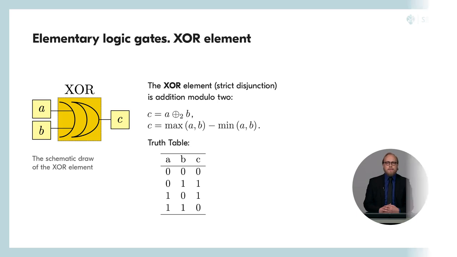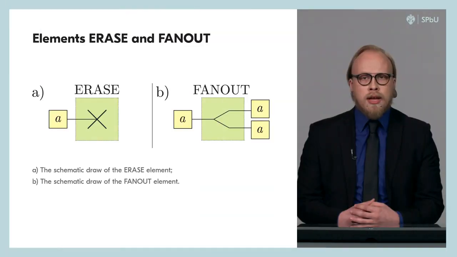In conclusion, let us consider the action of 2 more logical elements characteristic of classical calculations. These are the elements erase and fanout. The erase element deletes the A bit on which it acts from the computer's memory. It is schematically depicted as a cross. The fanout element is represented as a branching wire and creates a copy of bit A at its input.